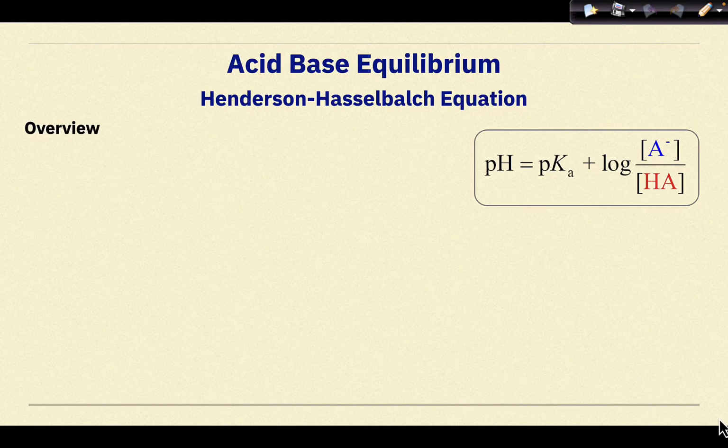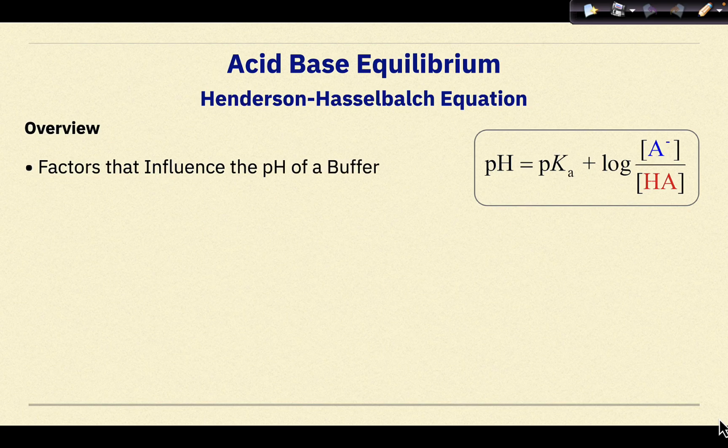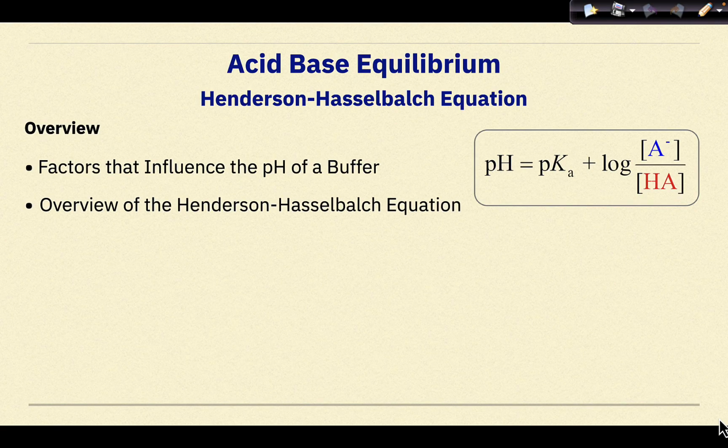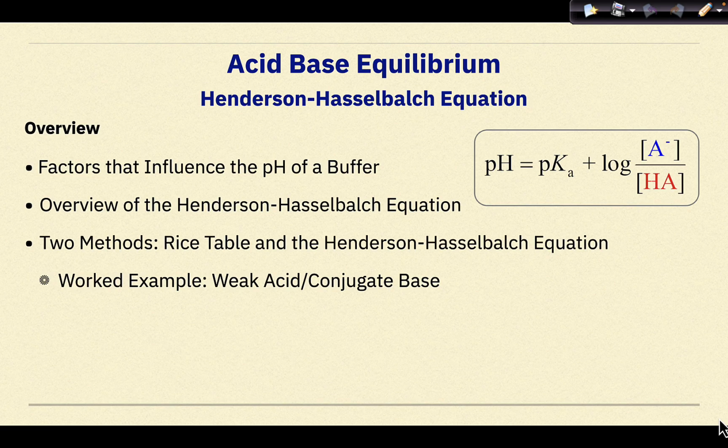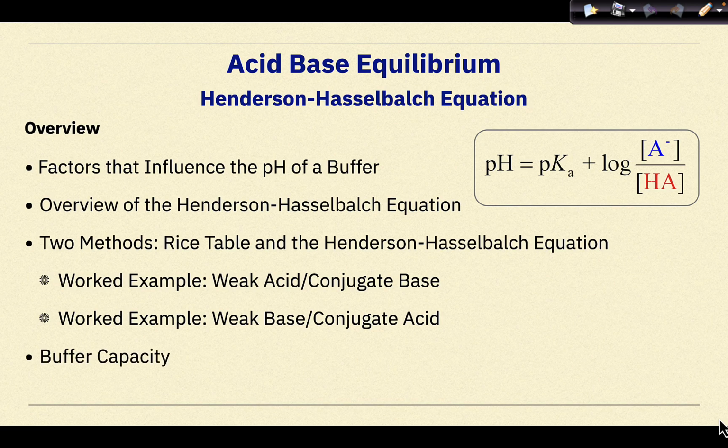Acid-base equilibrium, Henderson-Hasselbalch equation. In this tutorial, we will be going over the factors that influence the pH of a buffer, an overview of the Henderson-Hasselbalch equation, two methods, the ICE table and the Henderson-Hasselbalch equation. We'll be looking at a worked example of a weak acid and conjugate base, another worked example of a weak base and conjugate acid, and then finally talking about buffer capacity.